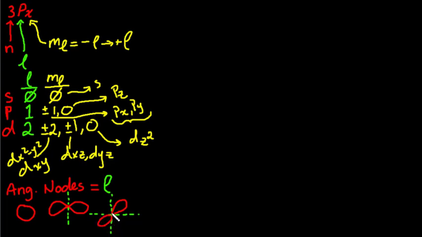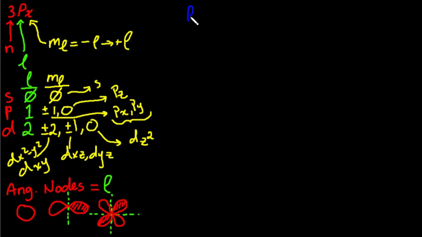Now in terms of phasing, in the case of a d orbital, the phasing changes every 90 degrees. So the opposite lobes have the same phasing. In the case of a p orbital, we change the phase every 180 degrees, and so opposite lobes have different phasing.